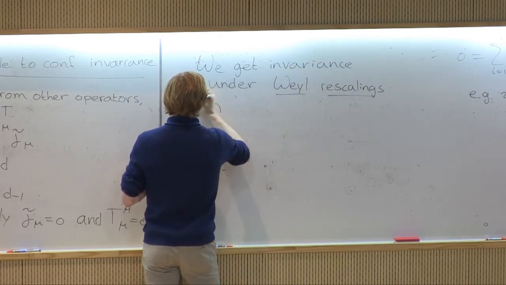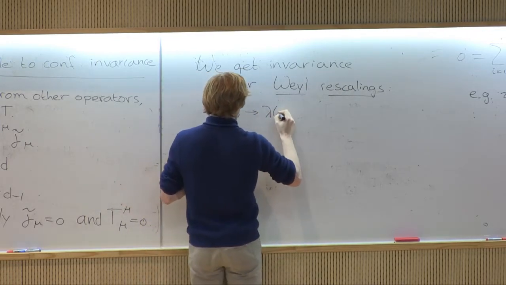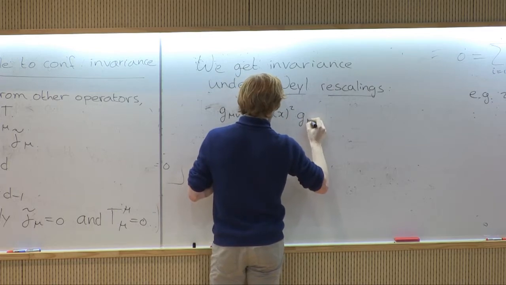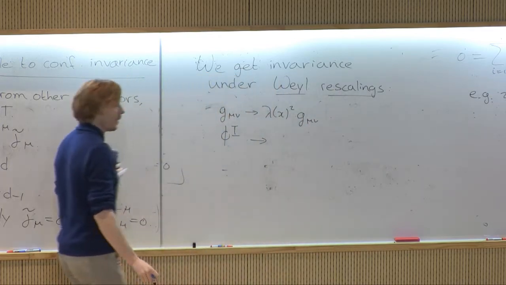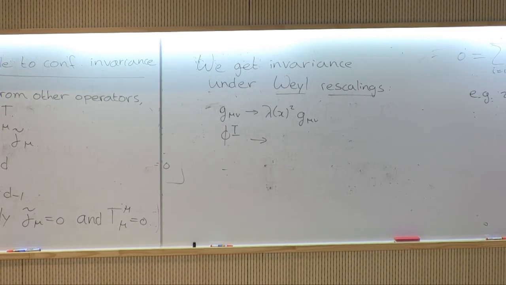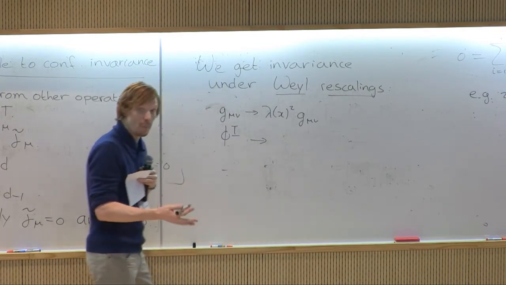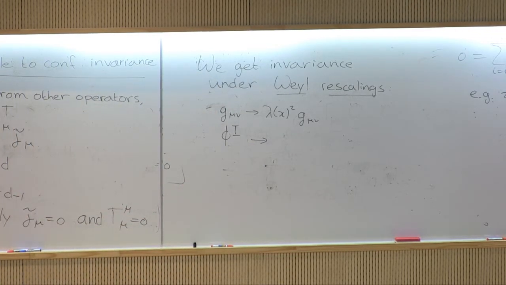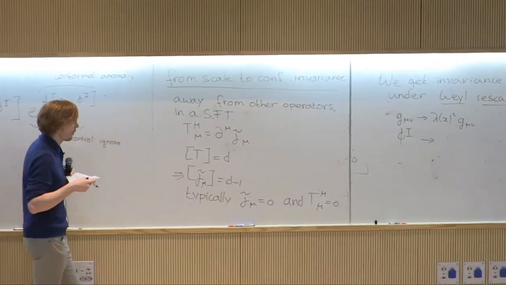So g mu nu goes to lambda of x squared g mu nu. And my operators phi I, well, they can also transform accordingly. So you see, this is a much bigger class because I can have an arbitrary lambda of x here. It's like an arbitrary diffeomorphism, which also had an arbitrary vector field in it.